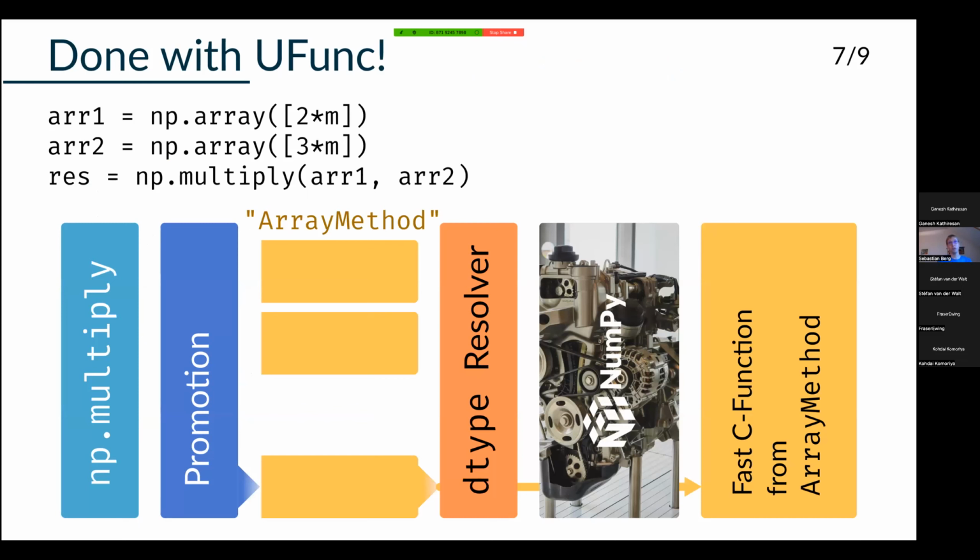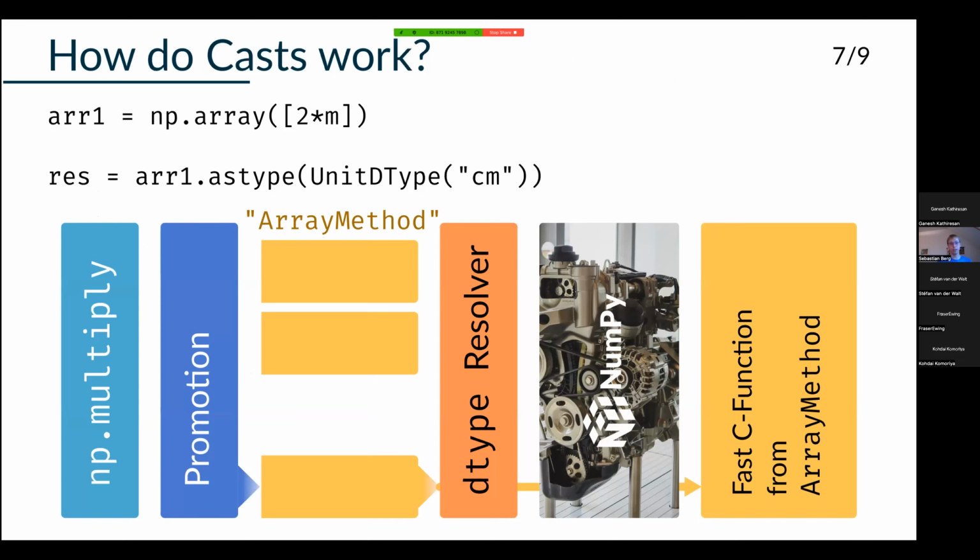But of course, that's not all we need to do to have a full featured UnitDType. And one very important thing is casting. So if, say, we have array 1 as an input, we have 2 meters. We want to now cast it to centimeters. We should get 200 centimeters out. How do we do that? And how do we implement that?